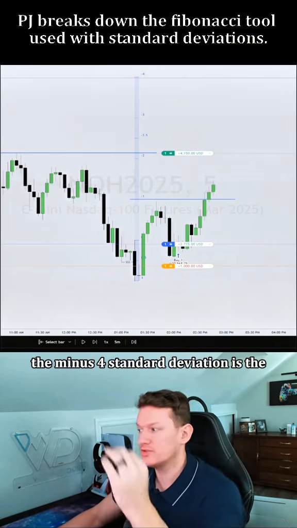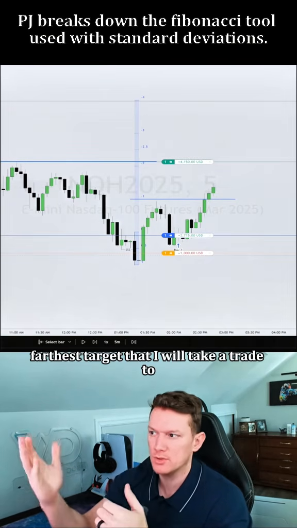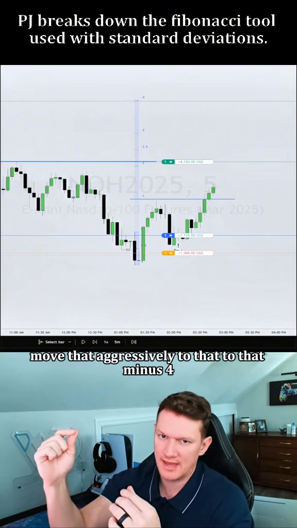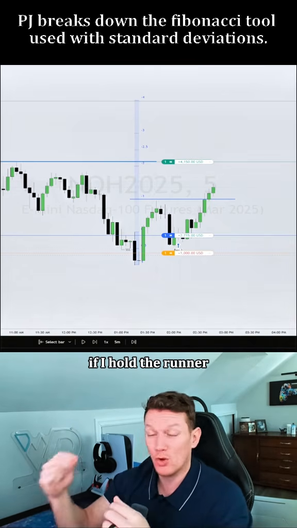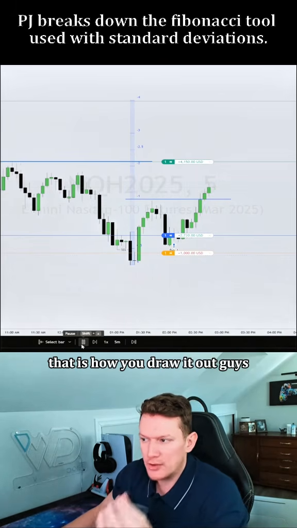The -4 standard deviation is the farthest target that I will take a trade to. But it's a little more rare that the market's going to move that aggressively to that -4. But I always have it on a chart to know that, hey, if I hold the runner, this could be my extended TP area. So that is how you draw it out, guys.